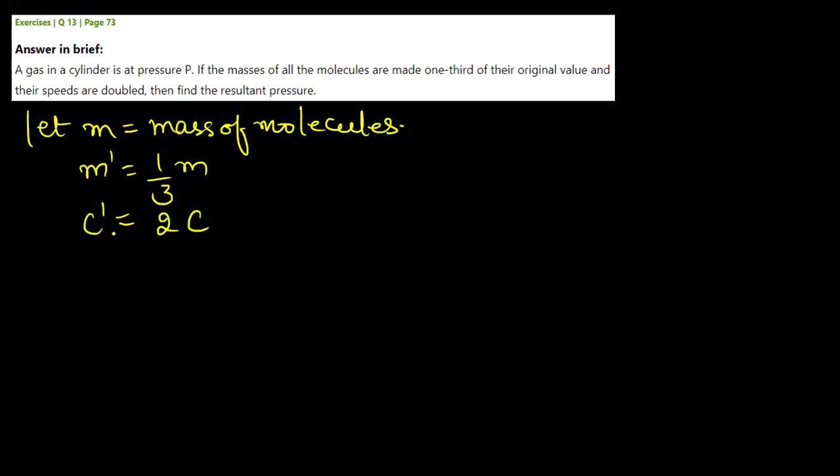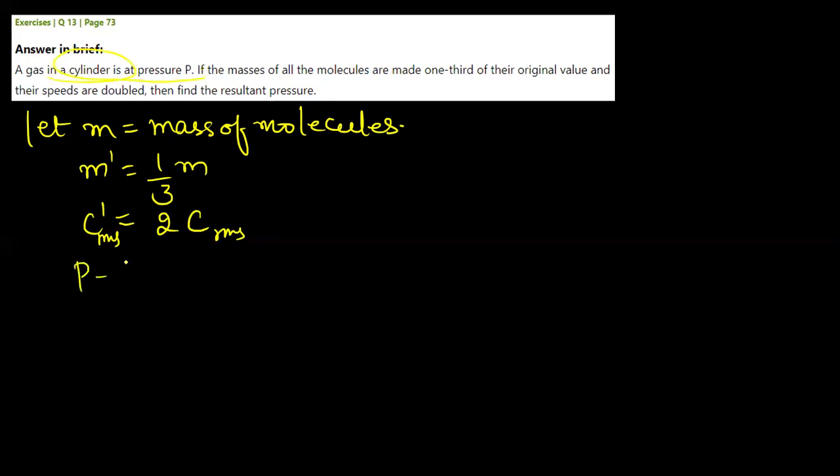C is the speed, okay? RMS speed. We usually take it as RMS speed. In the textbook they have denoted c RMS or v RMS, whatever it is, fine. You can denote velocity with c or v. Even c is fine. So c dash RMS equal to 2 c RMS. This is given to us. Find the resultant pressure of a gas in a cylinder at pressure P.